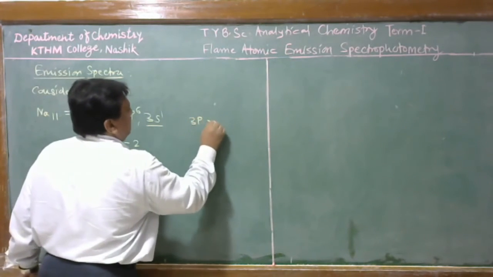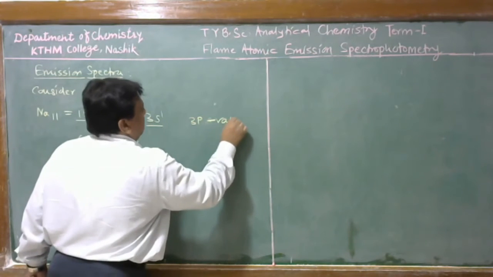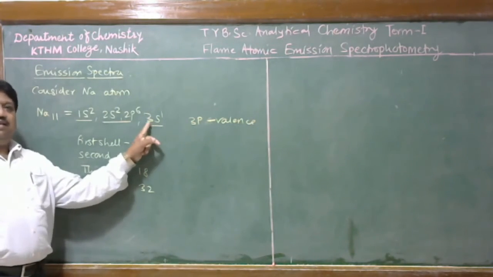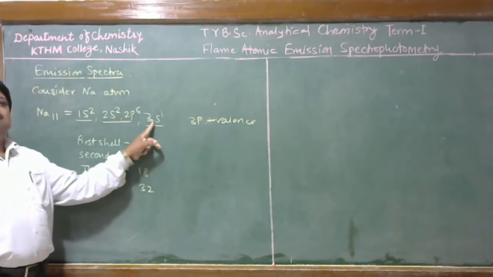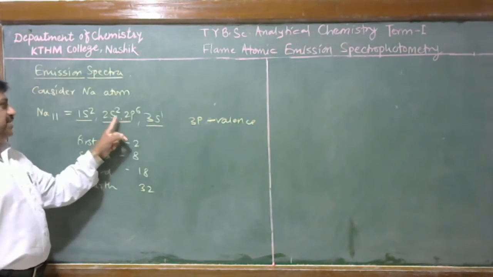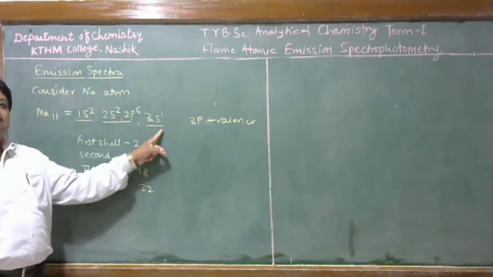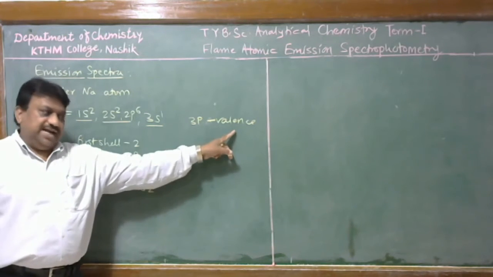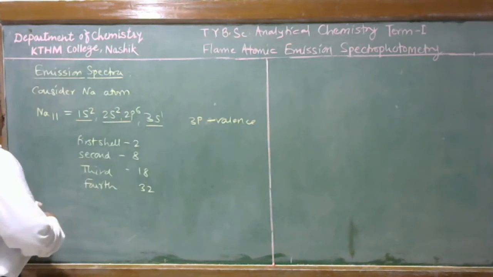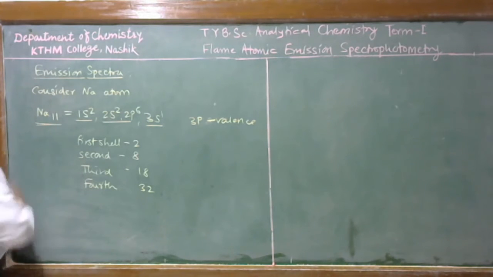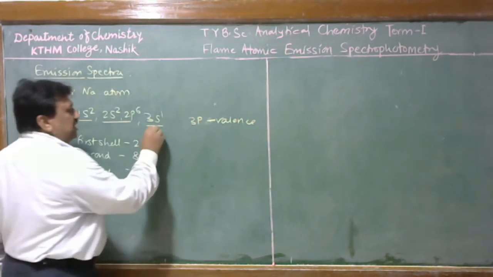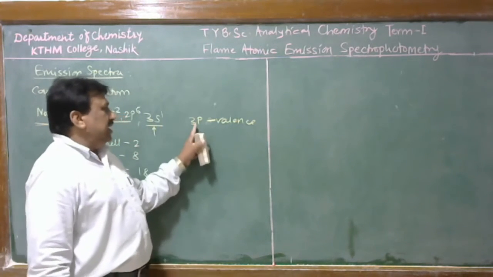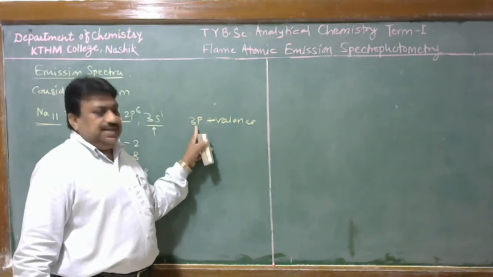Therefore, 3s is the valence shell, because here the third shell is the 3s shell, but here s is a sublevel, and 2s, 2p, these are the sub shells or sublevels. Therefore, 3s is the valence shell of the sodium atom. Therefore, here when we aspirate sodium into the flame, this outermost electron is present in the 3s level. That means in the 3s valence shell.